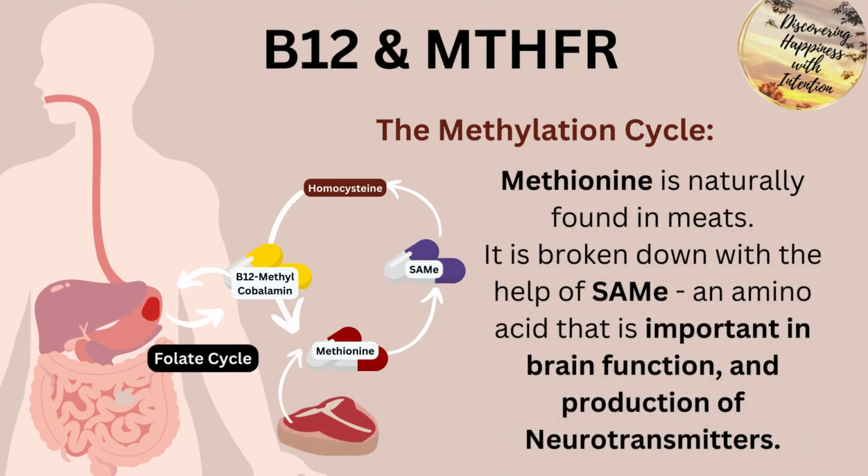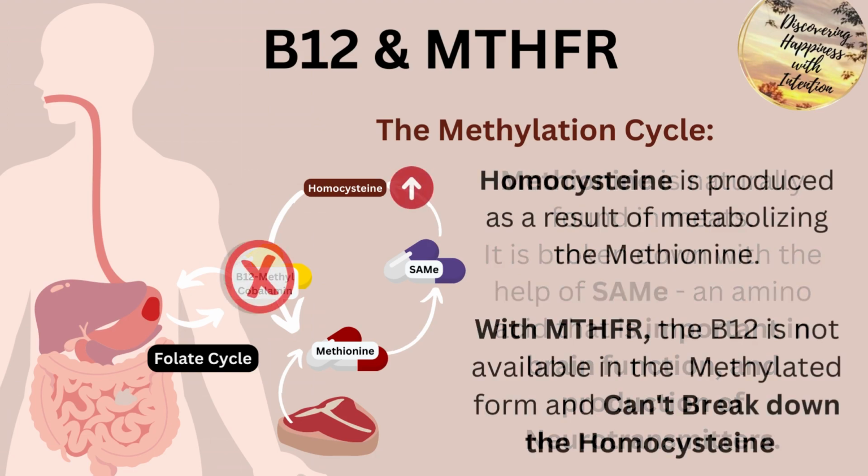Methionine is naturally found in meats, and it's broken down with the help of something called SAMe, an amino acid that's important to brain function and the production of neurotransmitters. Homocysteine is produced as the result of metabolizing methionine. With MTHFR, the B12 is not available in the methylated form and cannot break down this homocysteine.